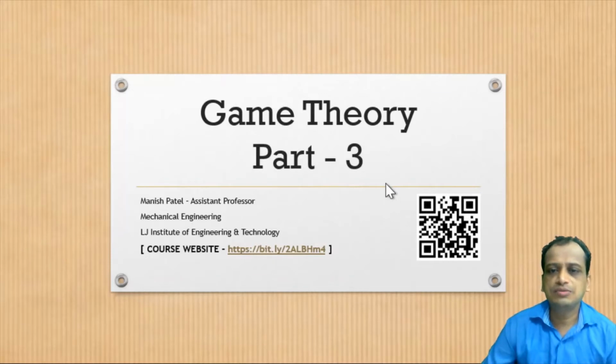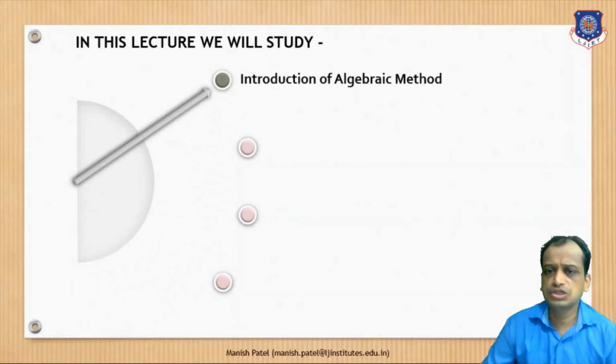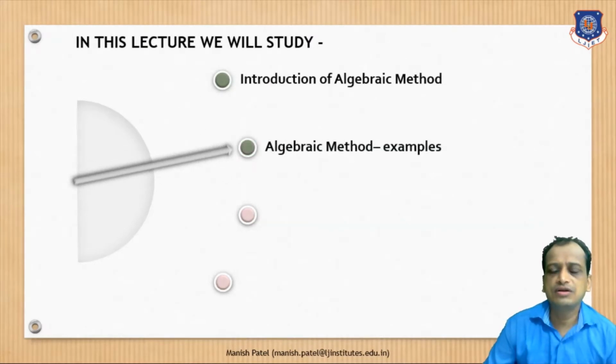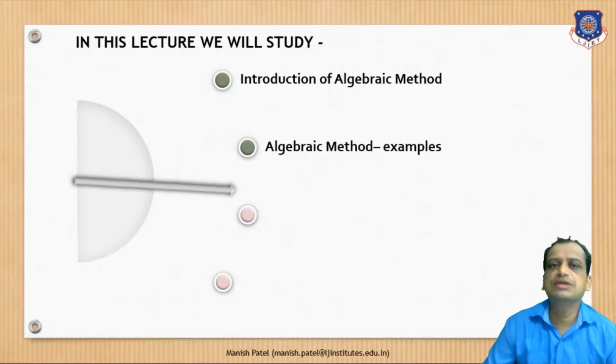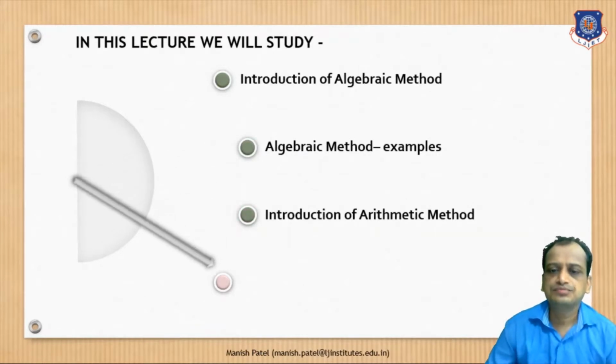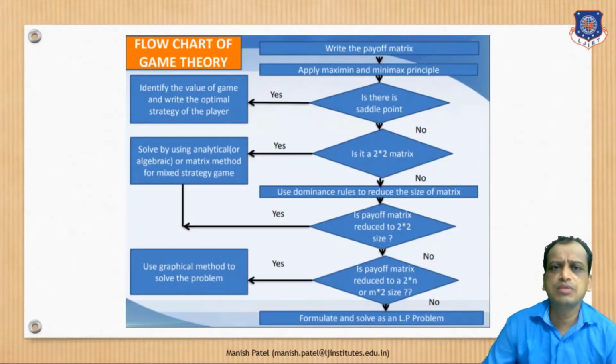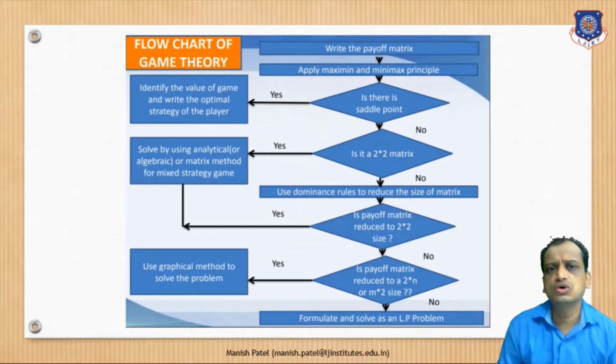So in this chapter, we are going to look into the introduction of the algebraic method, different types of examples of algebraic method. Then we will look into the arithmetic method, and then we'll look into the examples of algebraic method. So let's start with the algebraic method. But before that, we will look into the algorithms and the flow chart of how do we solve these kind of problems in game theory.